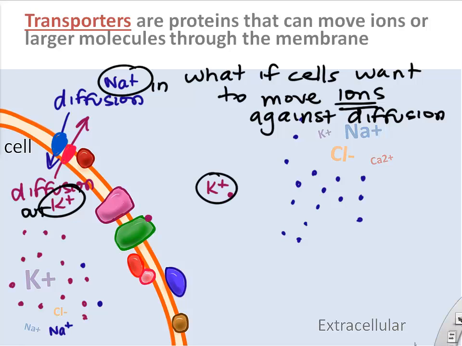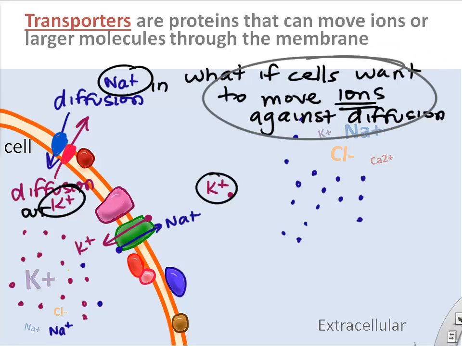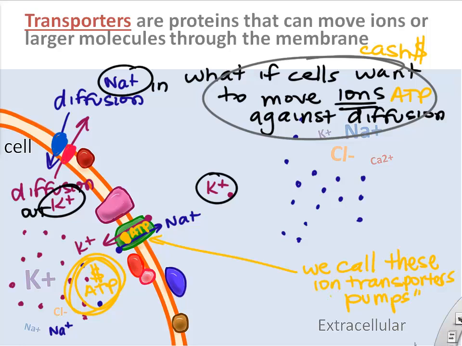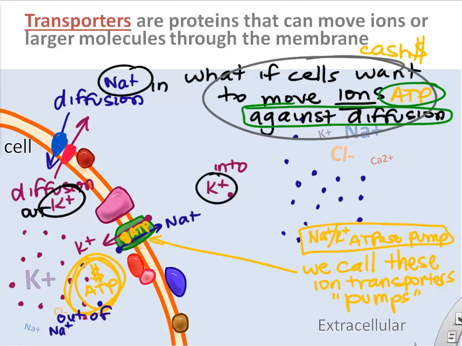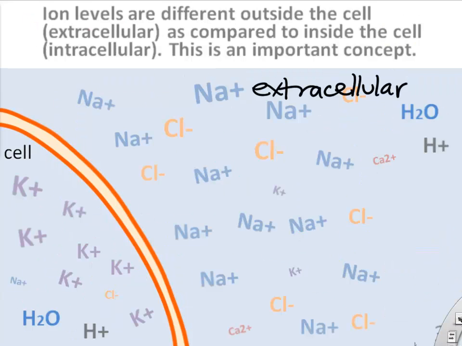So if you want to grab a potassium molecule and move it in, you're going to need to use a special transporter protein. And in our cells, we have transporter proteins that can grab potassium, move them into the cell, grab sodium ions and move them out. But because it's working against diffusion, it requires ATP. We call these pumps. So I want you to remember that. Pumps move ions against a gradient, against diffusion, and it requires ATP cash from your cell. So sometimes they're called ATPase pumps.